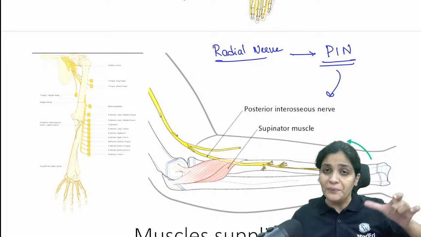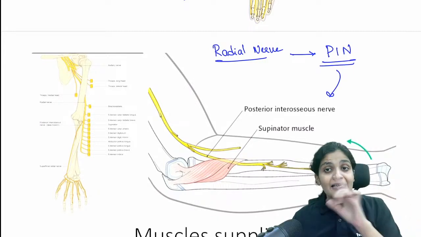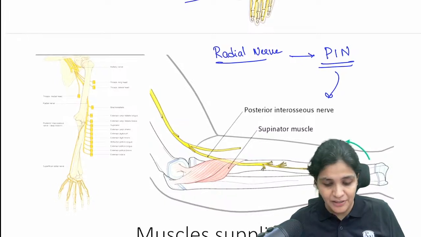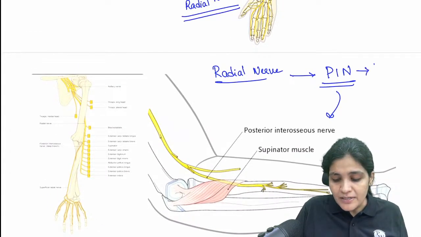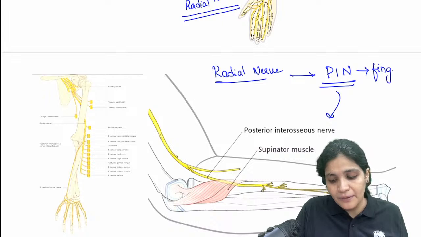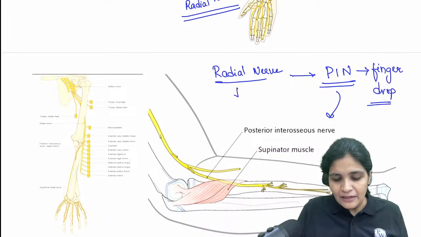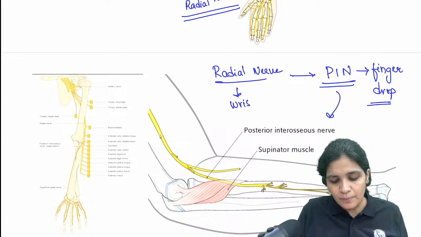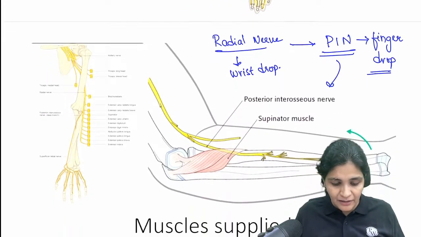Hence, during the operation of the proximal radius or in the proximal radius fractures, there is high chance of this PIN getting damaged. So whenever there is damage to the PIN, what will happen? It will result in finger drop. It will result in finger drop, right? So radial nerve will result in wrist drop. PIN will result in finger drop. Fine.